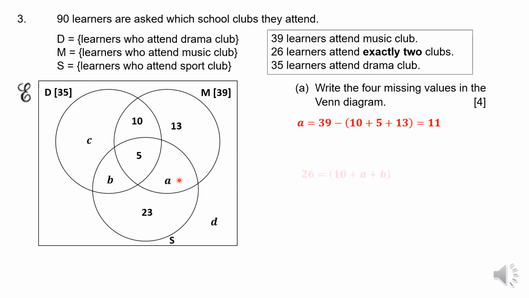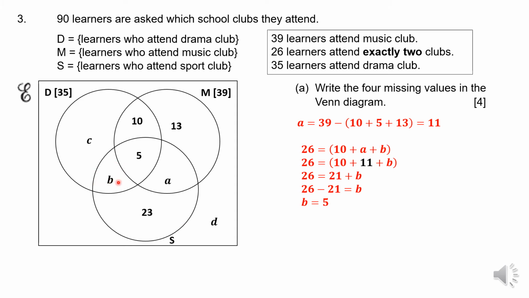Now that I know A is 11, I can now work with that 26 that I was saying. Remember I said 10 plus A plus B should give you 26. But now I know what A is. A is 11, so I can actually find that B. And when I find B, I find B to equal 5.